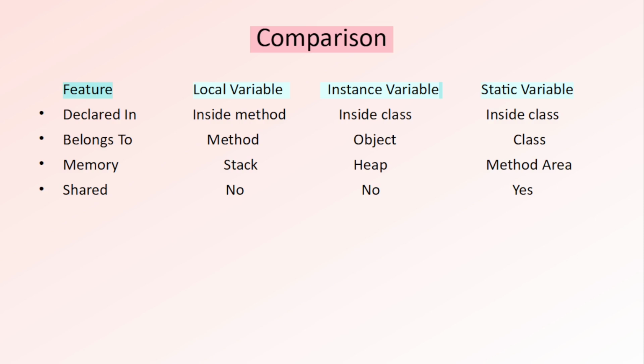Now let's quickly compare all three variables. Local variables are declared inside methods and their scope is limited to that method. Instance variables belong to objects and every object gets its own copy. Static variables belong to the class and they are shared among all objects.